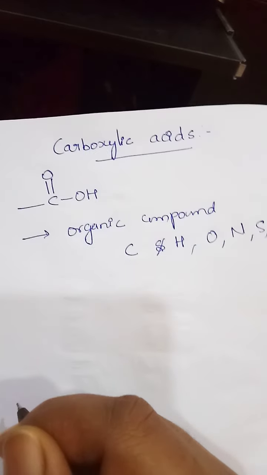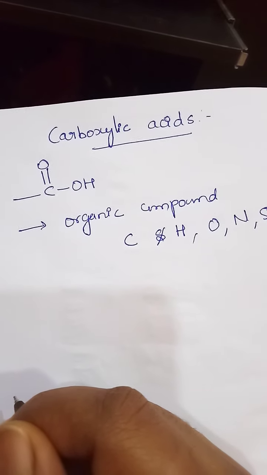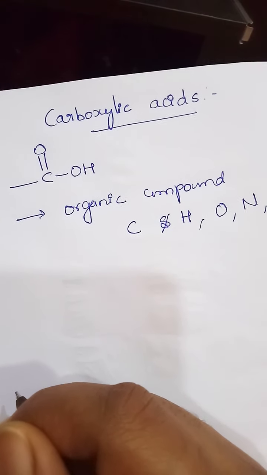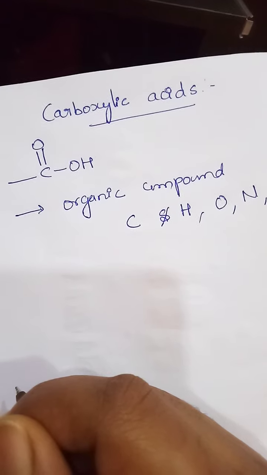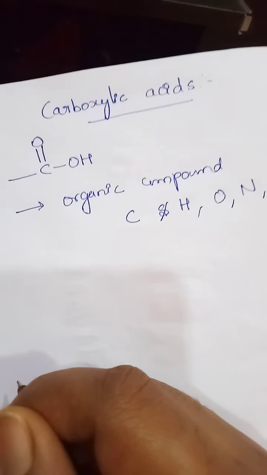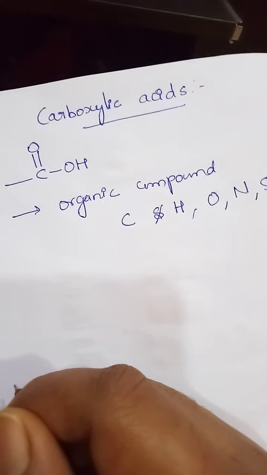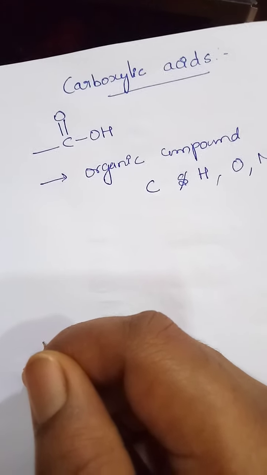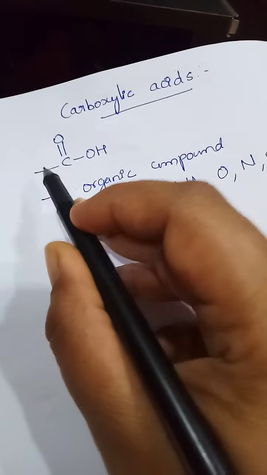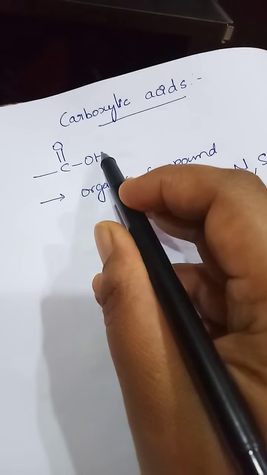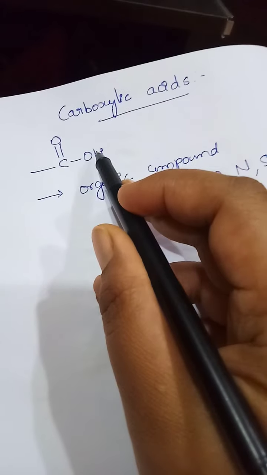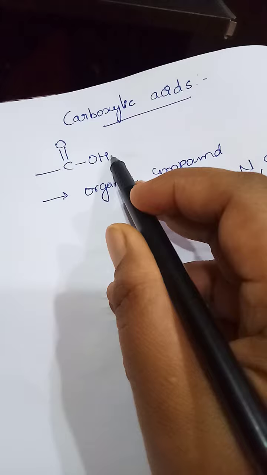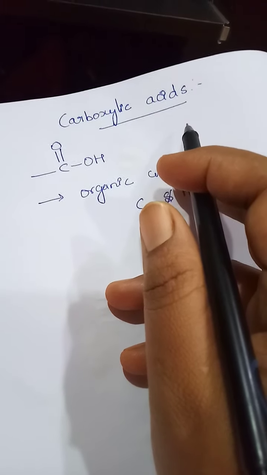Hi everyone, today we are going to discuss the topic carboxylic acids. Everyone knows that in organic chemistry, organic compounds are known by their functional groups. There are many functional groups. Among them, the carboxylic acid functional group is COOH. By this functional group, we can identify carboxylic acids.